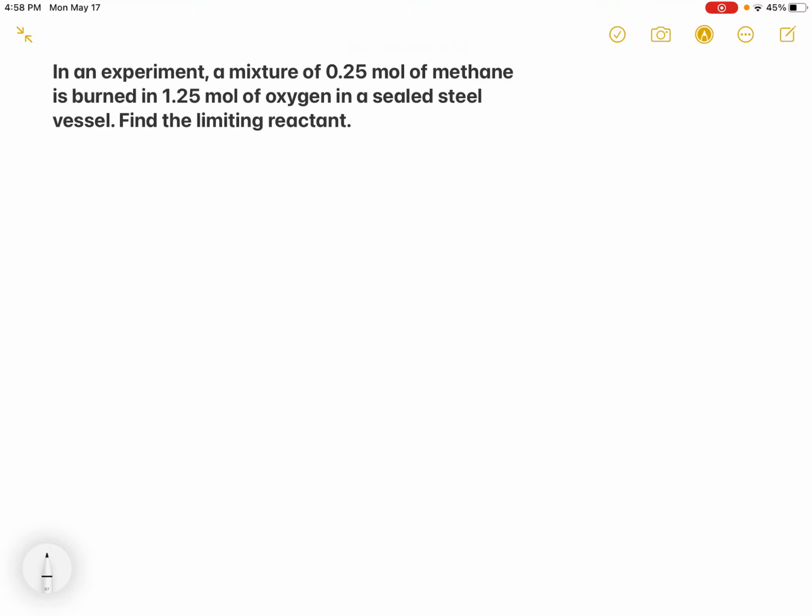So the way that we can tackle these problems is first we'll read the problem. In an experiment, a mixture of 0.25 moles of methane is burned in 1.25 moles of oxygen in a sealed steel vessel. Find the limiting reactant.